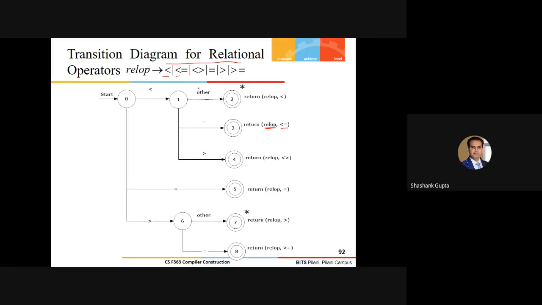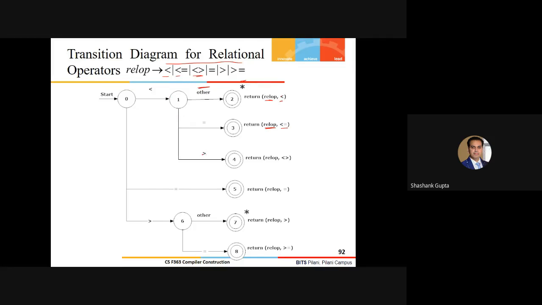Now, the definition of other here, as per whatever we have seen, is any character apart from this equal to sign. If so, then this implementation has identified the word boundary, and it will say: whatever I have consumed from state 1 to state 2, let me throw back to the input stream, and return again the same class of token, relational operator, and the lexeme is less than. Similarly for this as well.